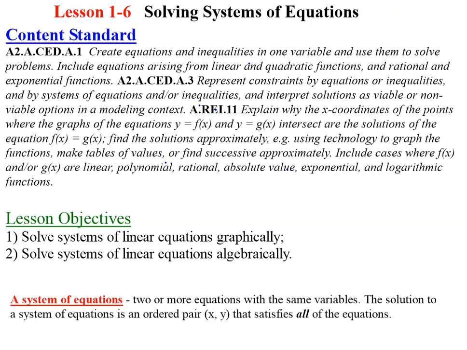We're now ready for lesson 1.6, and you can see our title is Solving Systems of Equations. And if you're wondering, well, what is a system of equations? I gave you a definition there at the bottom. We have two or more equations. Now for us, in this lesson, it's going to be two.